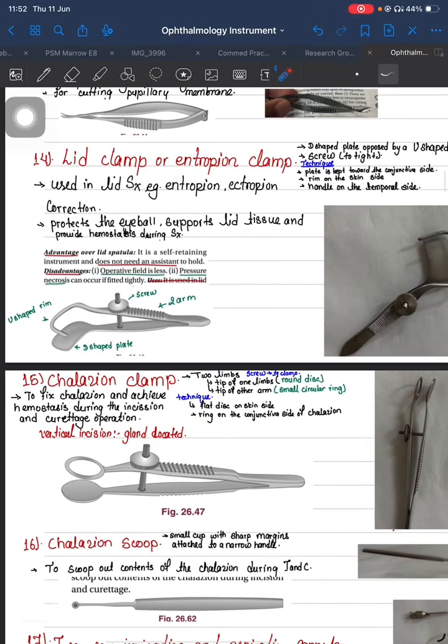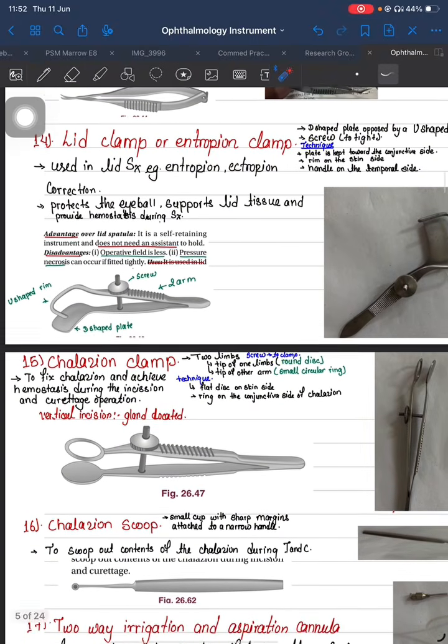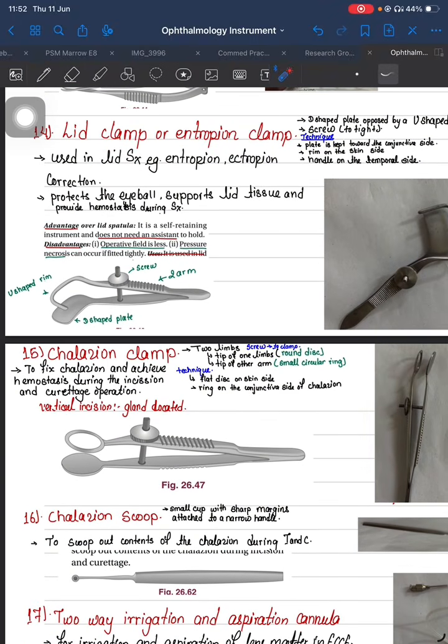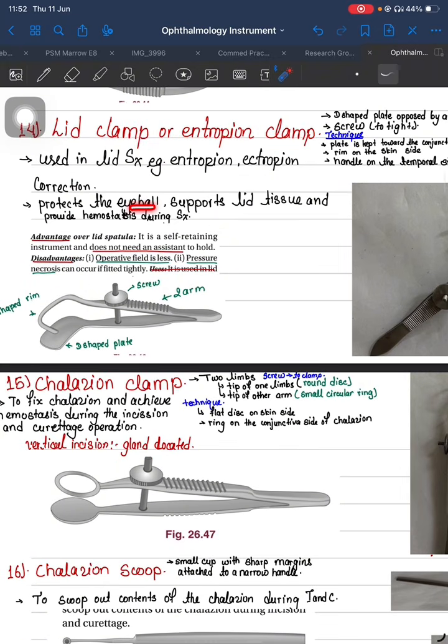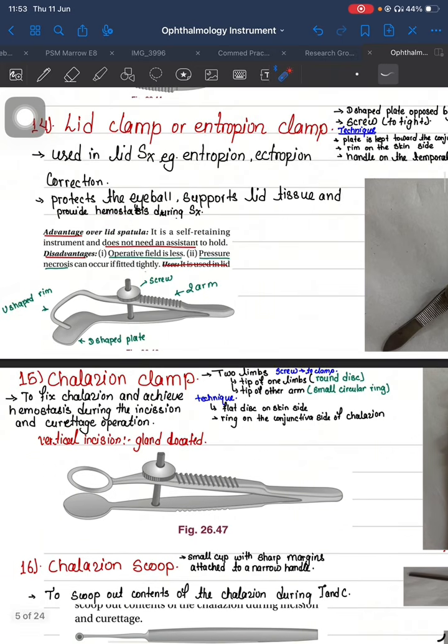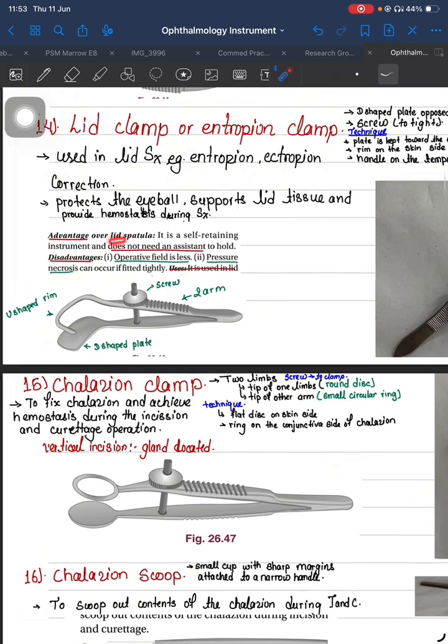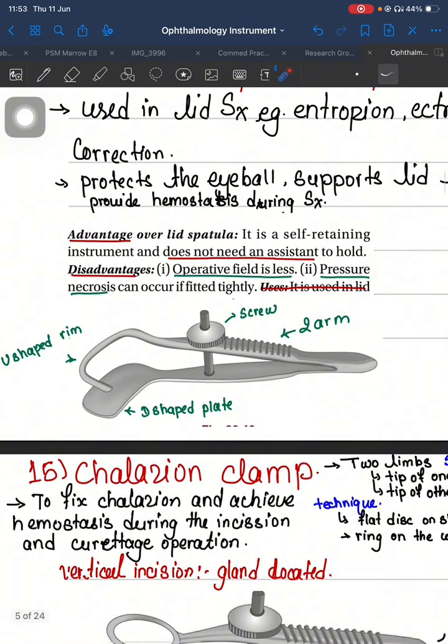What are the uses of the lid clamp? As the name already implies, the lid clamp is used for lid surgery, such as entropion and ectropion correction, and it is also used to protect the eyeball, support the lid tissue, and provide hemostasis during the surgical procedure. What are the advantages of lid clamp over the lid spatula? As we already know, it is a self-retaining instrument, so we do not need any assistant to hold the instrument. And what are the disadvantages?